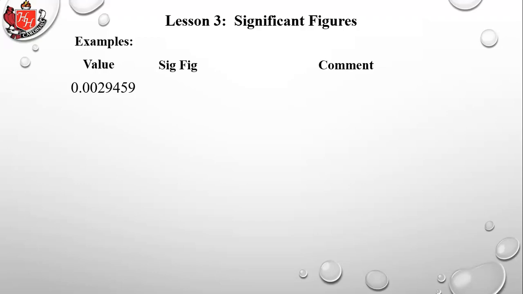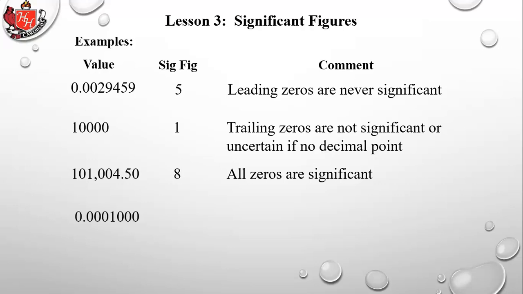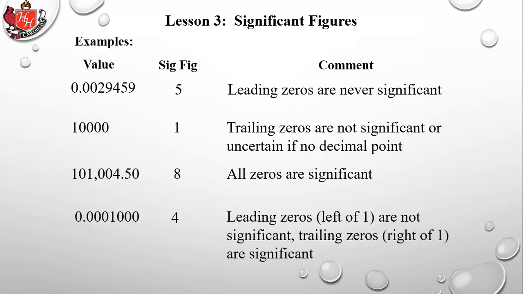How about this number? How many significant figures? 5. Leading zeros, that's ones to the left of that 2 there, are never significant. 10,000. 1 significant figure. Trailing zeros are not significant or uncertain if there's no decimal point. How about this number? That's 8 significant figures. All zeros are significant, including the one on the far right, because there is a decimal point there. And this number, 4 significant figures. The leading zeros left of the 1 are not significant. The trailing zeros right of the 1 are significant because there is a decimal point there.